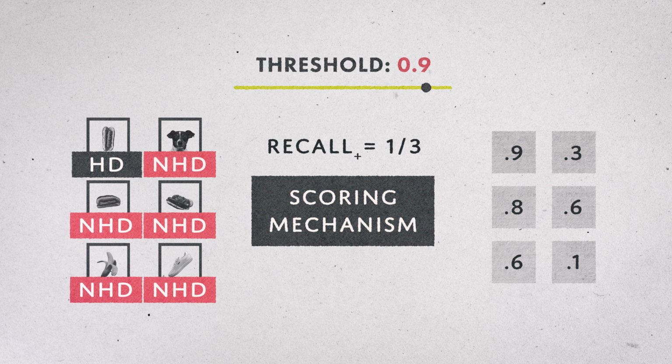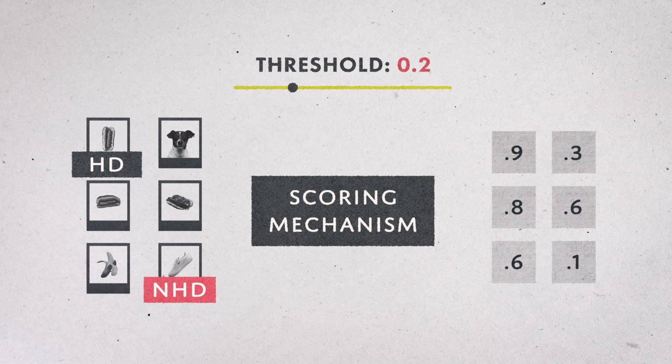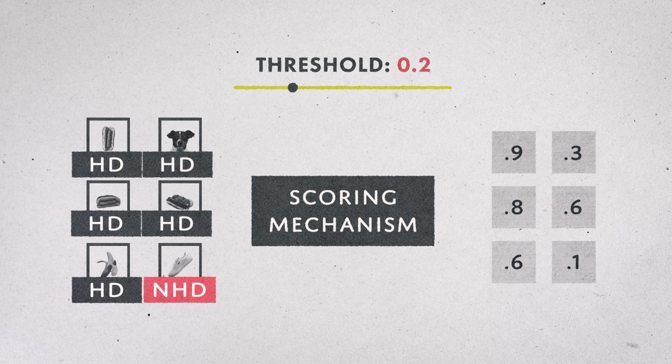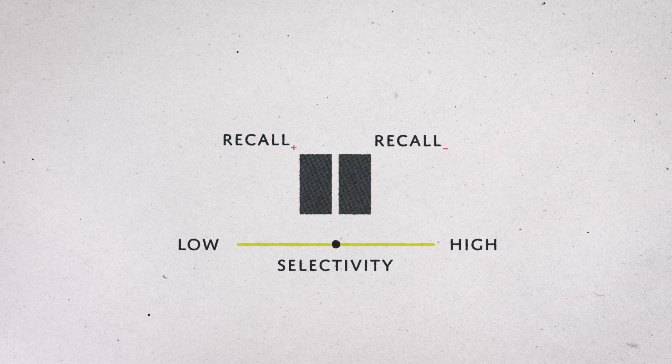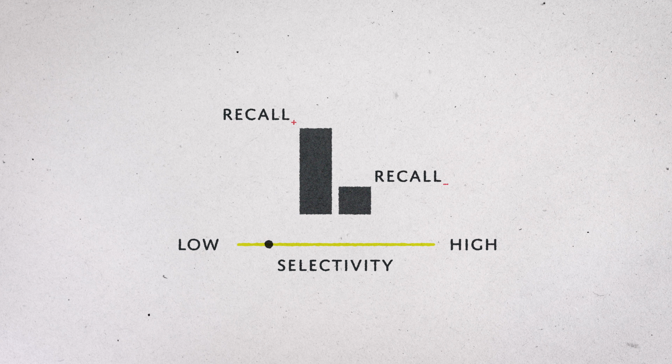This means the recall for the positive class will be low because many of the hot dogs will be incorrectly labeled. But at the same time, the recall for the negative class will be high because many of the non-hot dog images will be correctly labeled. A low threshold does the opposite. The model becomes less selective, labeling more images as hot dog, which tends to increase the recall for the positive class, but will decrease recall for the negative class. This push and pull between the two recalls isn't unique to score-based models. Any mechanism that makes the model more or less selective will tend to produce a similar trade-off.